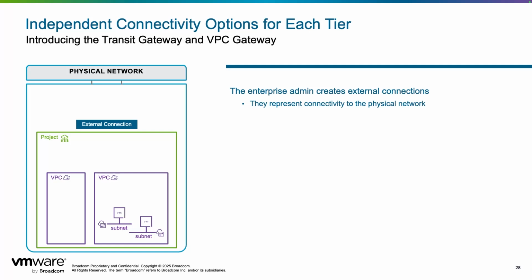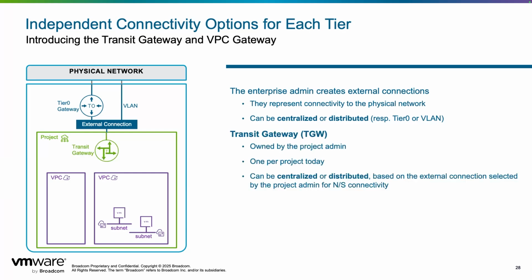An external connection can represent either a connection centralized through a T0 gateway on an edge node or distributed access via a VLAN. The project admin, who has no direct access to the physical infrastructure, manages a new type of gateway called the transit gateway. By attaching the transit gateway to an external connection exposed by the enterprise admin, the project admin defines how the project connects to the external network. The choice of external connection also determines whether the transit gateway will function in distributed or centralized mode.